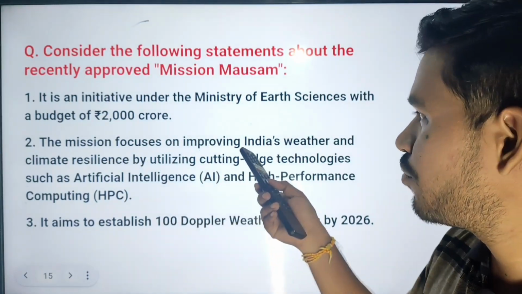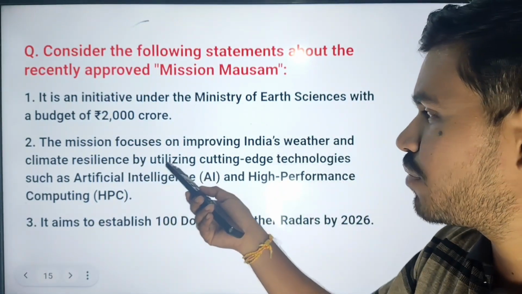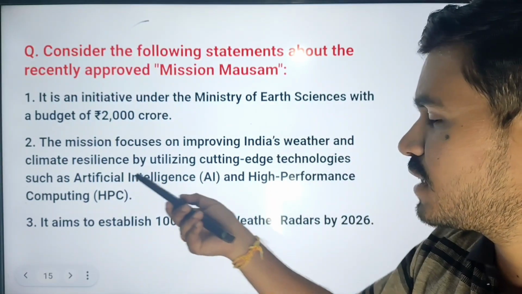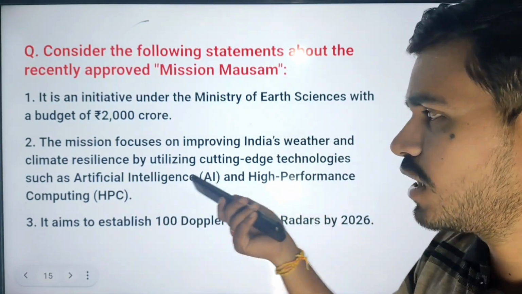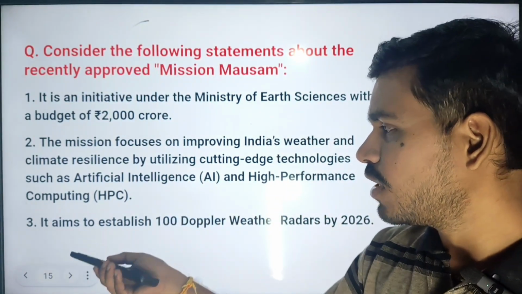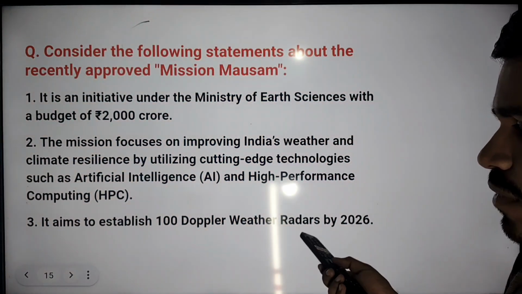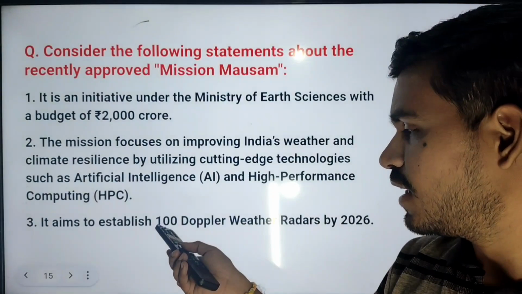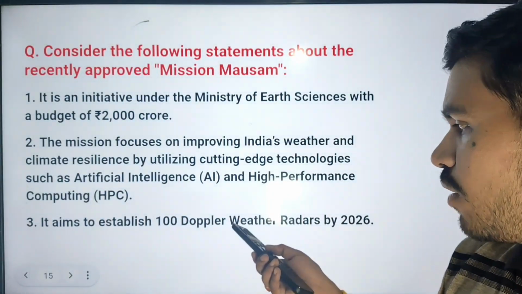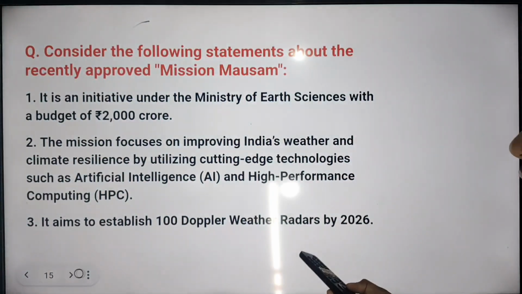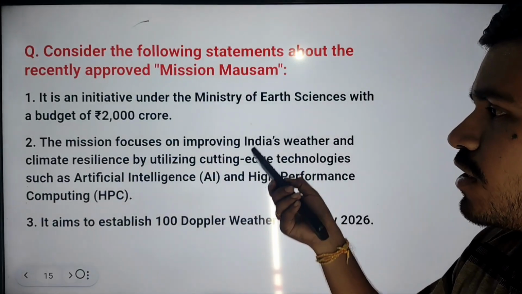So the mission focuses on improving the India's weather and climate resilience by utilizing cutting-edge technologies such as artificial intelligence and high-performance computing. If it is the third one, it aims to establish 100 Doppler weather radars by 2026. This statement is wrong because it is not 100, it is 50. So 50 Doppler weather radars by 2026. That's why third statement is incorrect. 1 and 2 are correct.